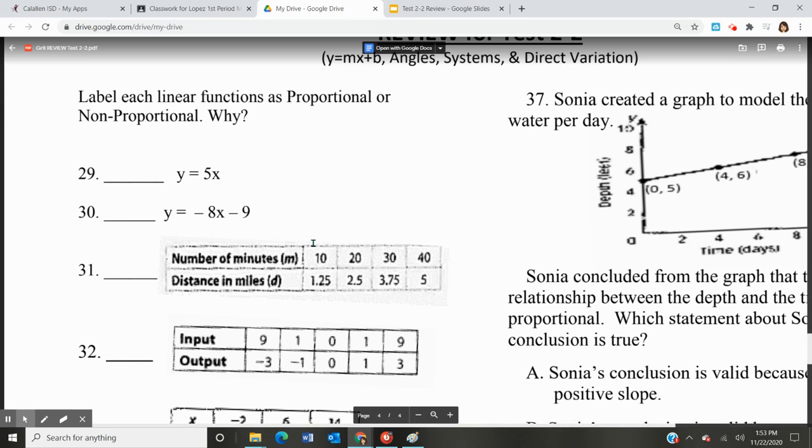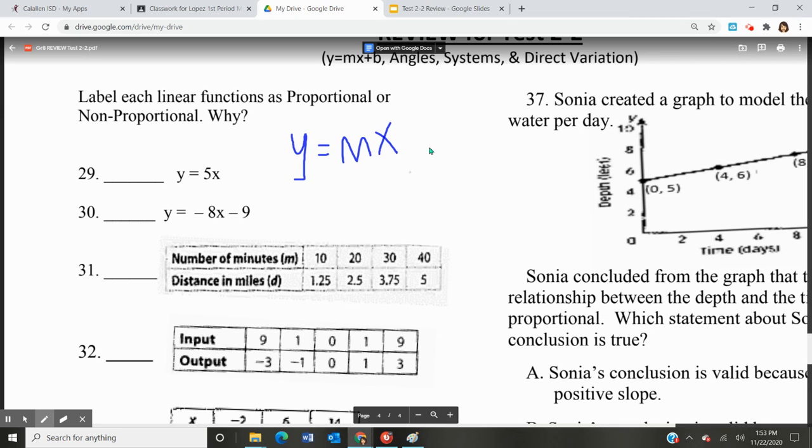For numbers 29 through 35, it says label each linear function as proportional or non-proportional and why. So when we start off at 29 and 30, these are equations. Whenever we have equations, a proportional equation is written in the form y equals mx.